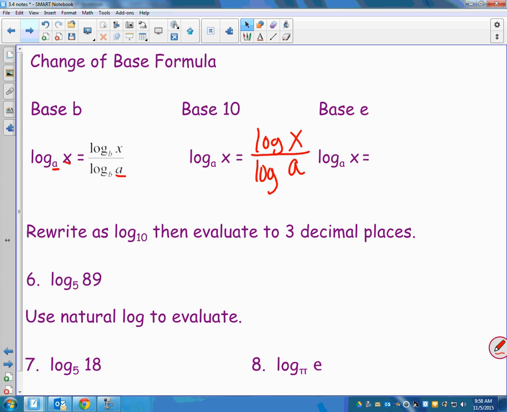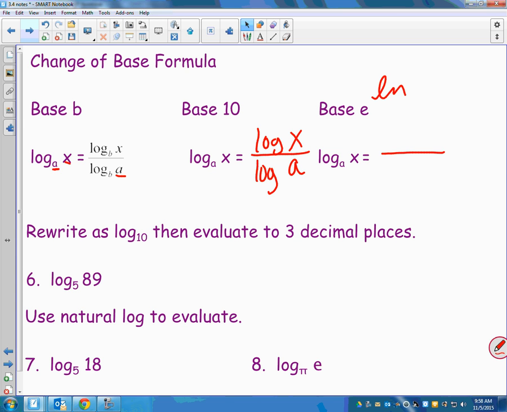Some of you have fancy calculators that do other bases anyway, so you're not impressed by this. But for those of us that don't, this is really cool because it lets us approximate values that we weren't able to do before. Base e, remember, that's ln. So if you want to change it, you get the same answer no matter which one you choose.